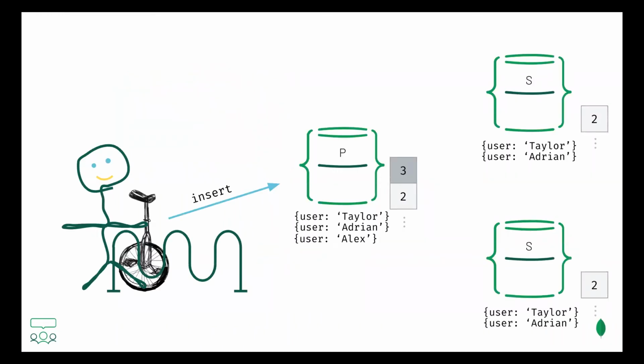When Alex checks out the unicycle, Unicycle sends an insert command to the primary. A new document is inserted in the posts collection for the checkout, and an op log entry for the insert is written on the primary. Since the checkout function does the insert with write concern majority, the insert waits for replication before returning success.